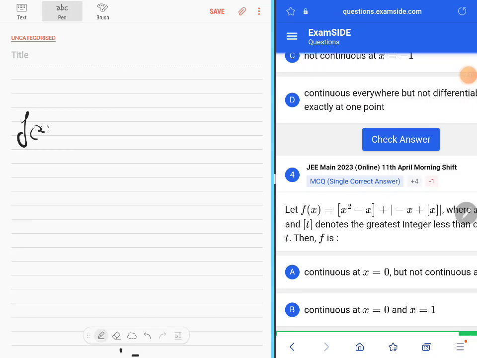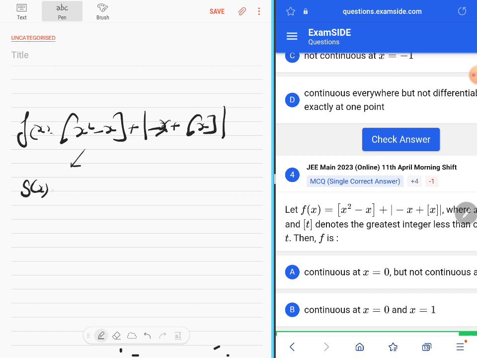This question: f of x is equal to the greatest integer function of x square minus x, plus mod of minus x plus greatest integer function of x, the whole mod. Okay, so when you have such a question, you can redefine this function. Let's write this as g of x, which is the greatest integer of x square minus x, and h of x, which is mod of minus x plus greatest integer function of x.